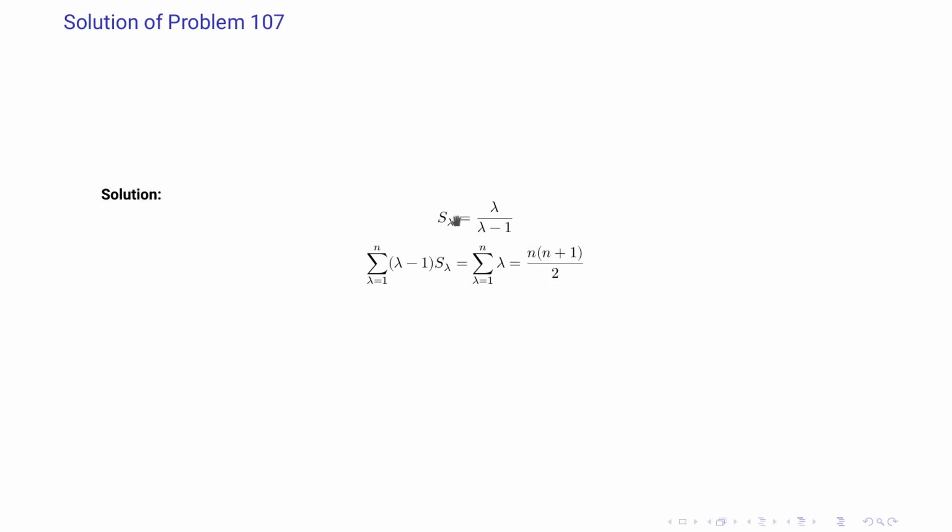So for an infinite series, we know that the sum of lambda would be lambda by lambda minus 1. Now we substitute this here. So lambda minus 1 will get cancelled and it will remain lambda. The sum of lambda, where lambda varies from 1 to n, is equal to n into n plus 1 by 2.